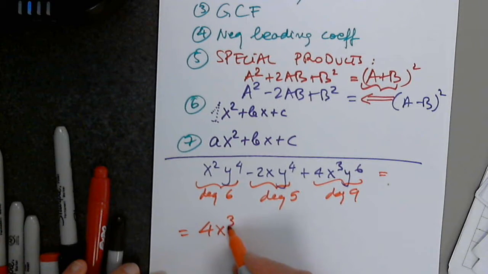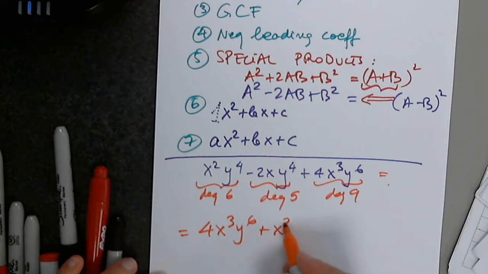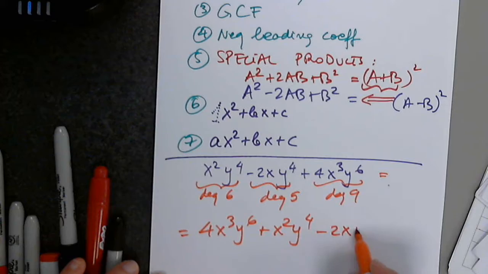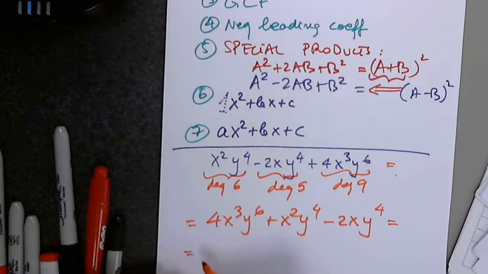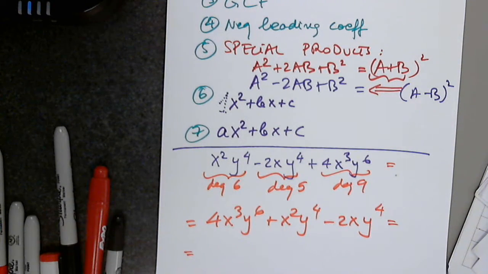So then this has to be rearranged. That's 4x cubed y to the 6th plus x squared y to the 4th minus 2xy to the 4th. So now it's a trinomial. It's in descending order. Greatest common factor. I always hope for a greatest common factor, to tell you the truth. That simplifies the entire polynomial so much, compared to when it doesn't have a greatest common factor. So does it have a greatest common factor?